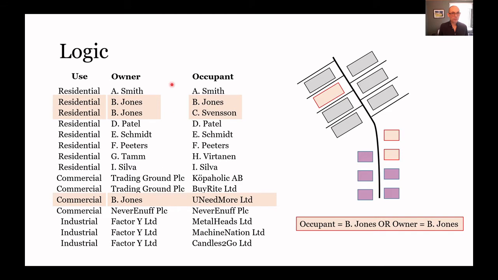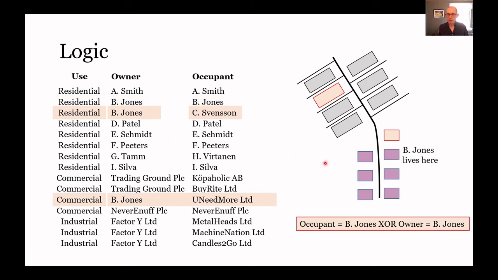And the occupant as well. Well, if you look at the occupant, there's B. Jones there, not there. Only that one. But then, coincidentally, it just happens that B. Jones is also the owner there. But that was actually not terribly relevant to our query. We were just interested in the OR. Either one fulfilled, it doesn't matter, and that ends up with three properties. We also now get in this commercial property here, because we were not interested in whether it's residential or not. We were just looking for the owner being B. Jones or the occupant.